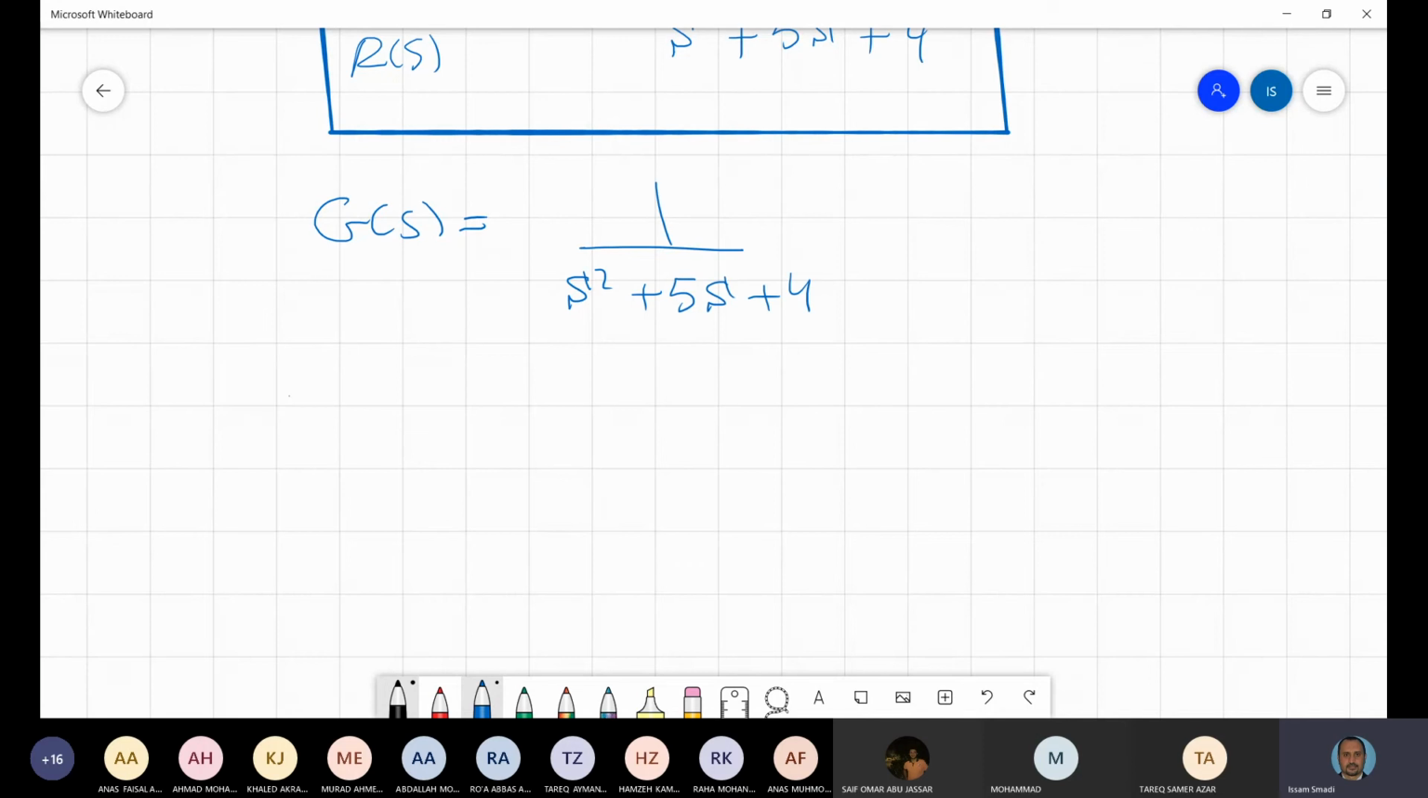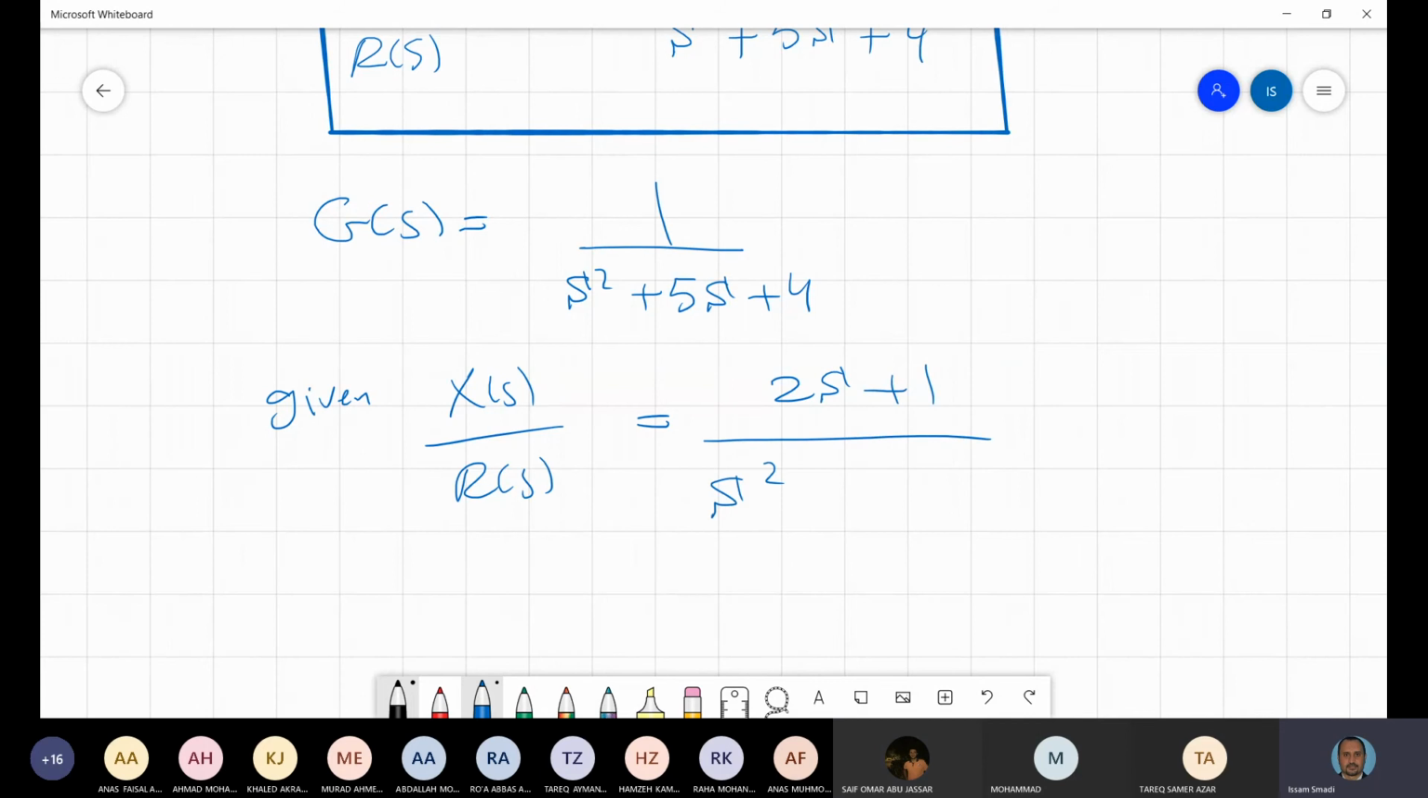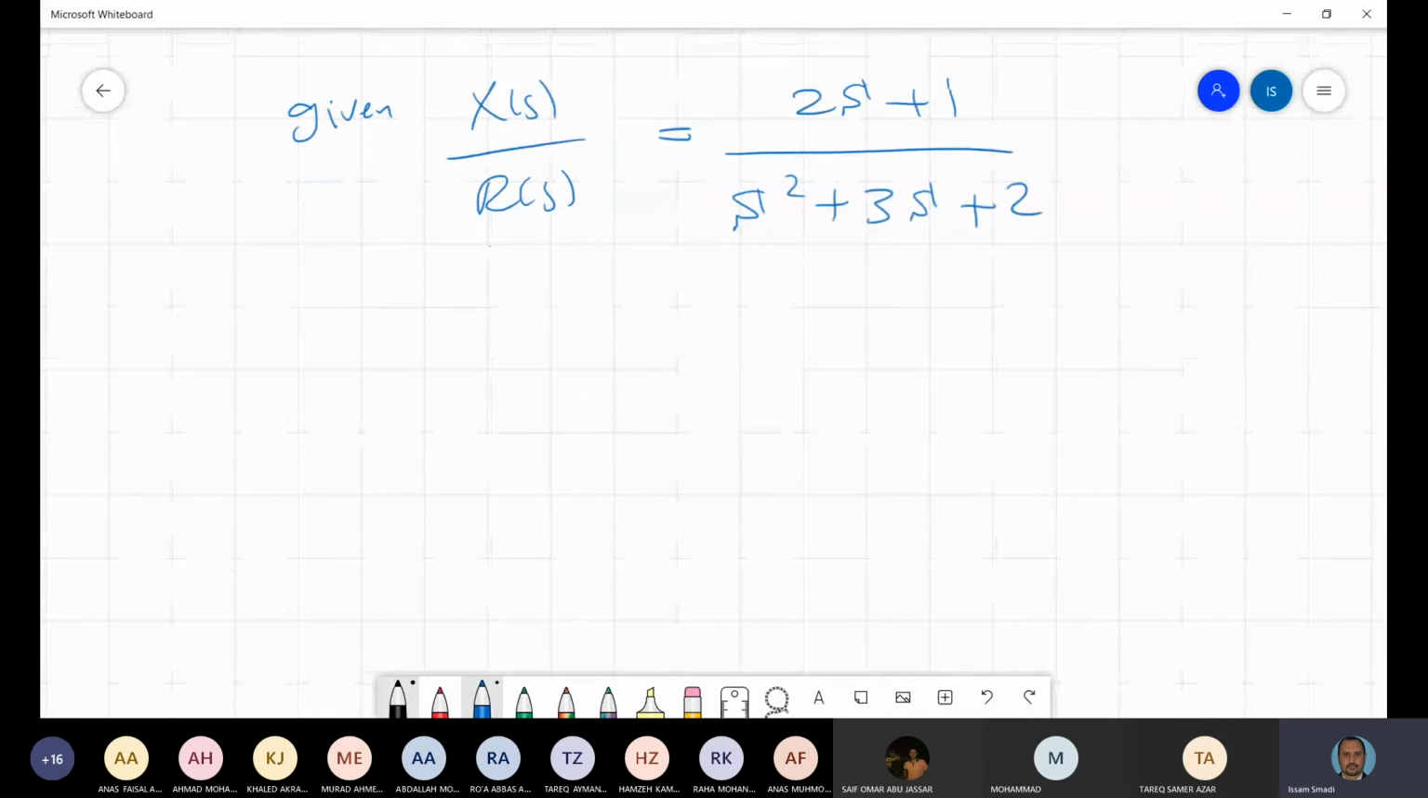Now, what about given X of S over R of S equal to 2S plus 1 over S squared plus 3S plus 2? Who can give me the differential equation that represents the system?